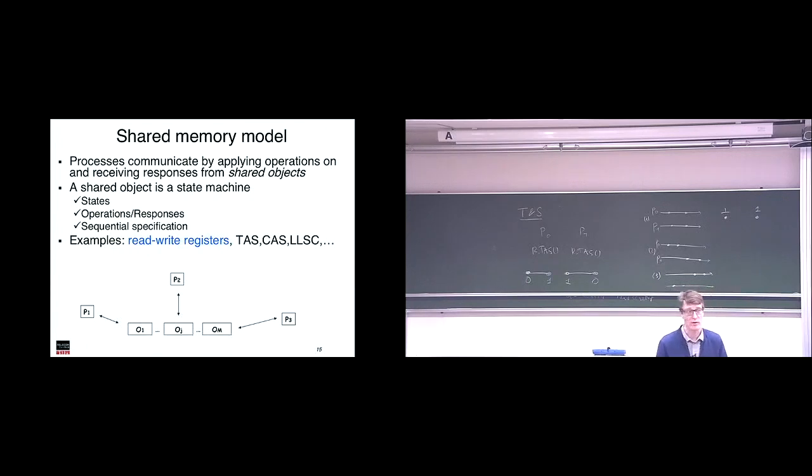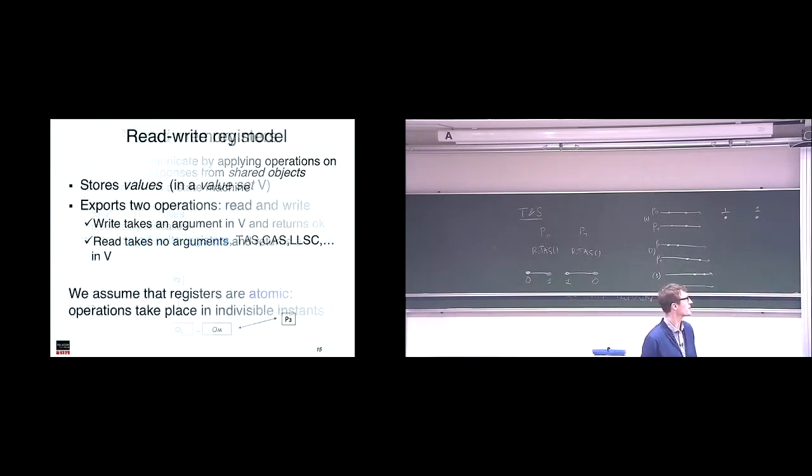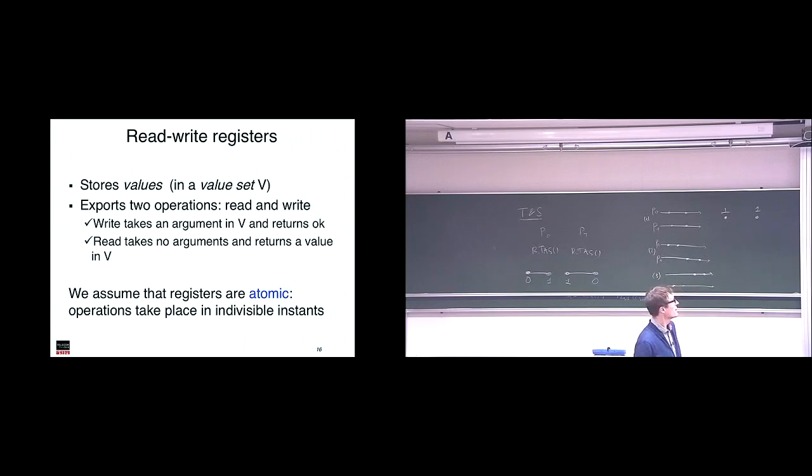One example of an object is a shared memory register, the ones we used in the example. The register can be written and read with atomic read and write operations. Also I gave the example of test-and-set, compare-and-swap objects, and so on. So there are different things which we can specify using shared objects. This we already discussed.